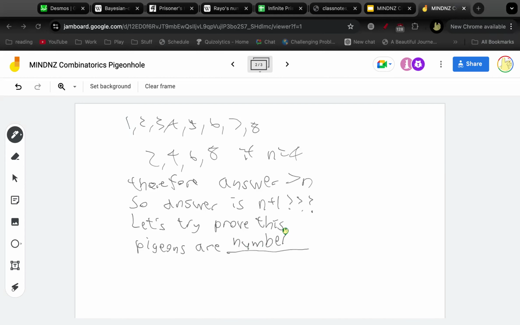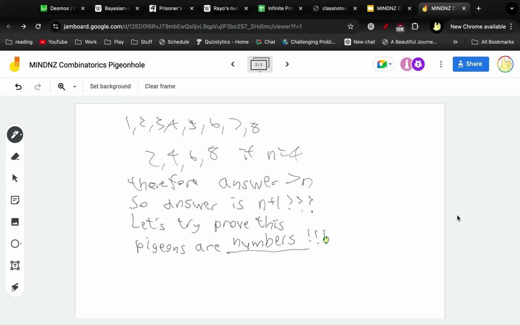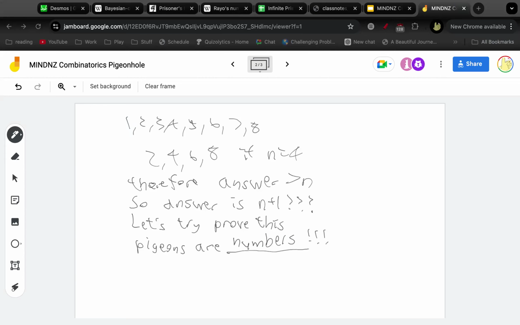The pigeons are the numbers. That's good. So the items, the things that we're placing inside our boxes, are the numbers. That's what we have a lot of. We have at least 5 of them. The pigeonholes are a little bit less obvious. When we're designing these pigeonholes, what we want is this property: if we put 2 pigeons inside of 1 pigeonhole, they're guaranteed to be co-prime.